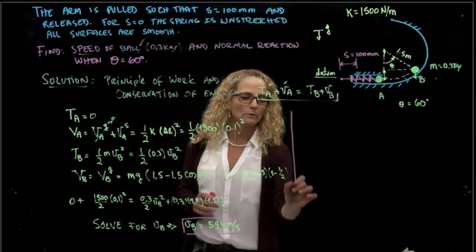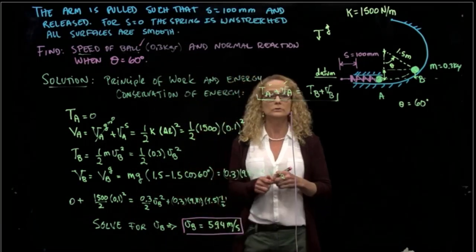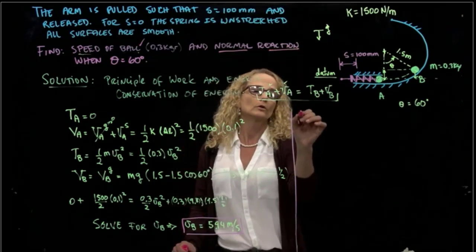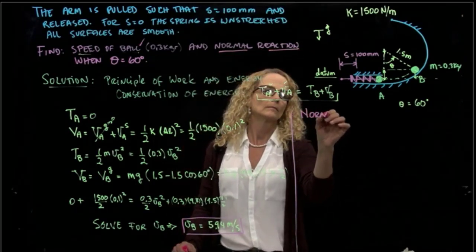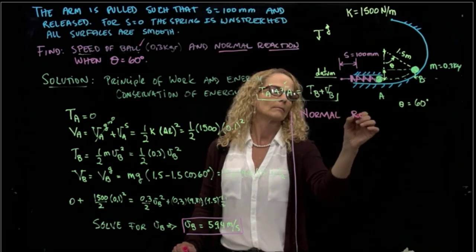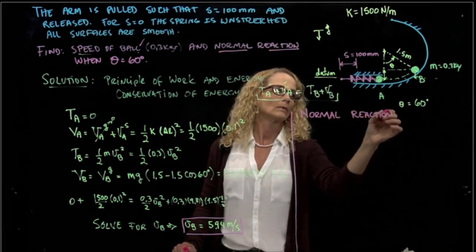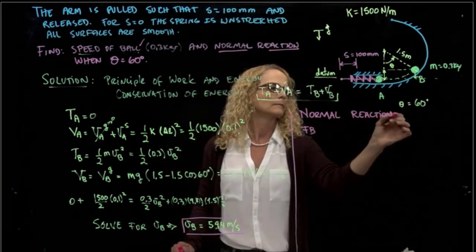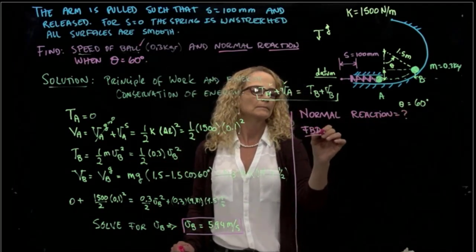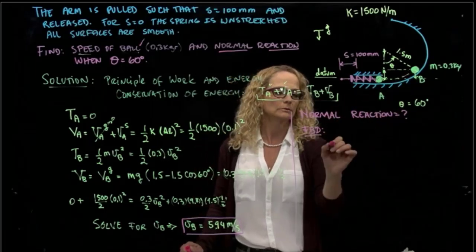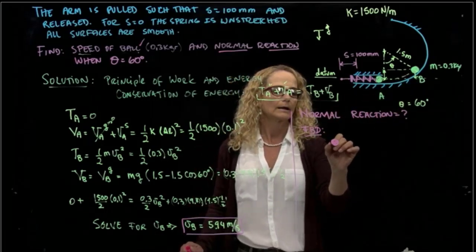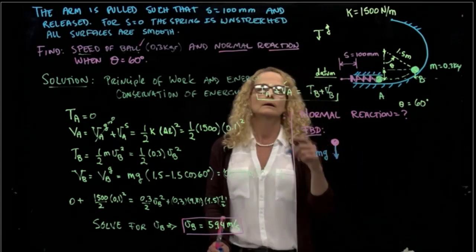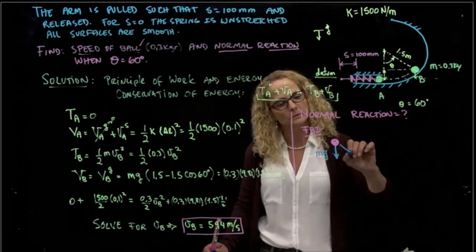And the second question that we are asked to solve is the normal reaction. For the normal reaction, we have to do our kinetic analysis. So I will do my free body diagram of that ball in that position. Then I have the weight, which is always m times g, and I have the normal force.